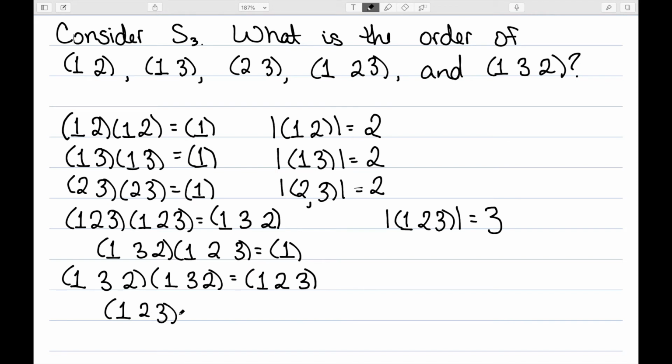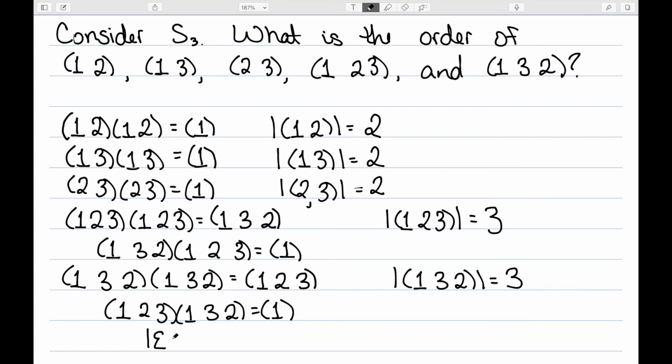If I then multiply by 1, 3, 2 again, 1 maps to 3 and 3 maps to 1, so 1 maps to 1. 2 maps to 1 and 1 maps to 2, so 2 maps to 2. And 3 maps to 2 and 2 maps to 3, so 3 maps to 3. So the order of the element 1, 3, 2 is equal to 3 as well.